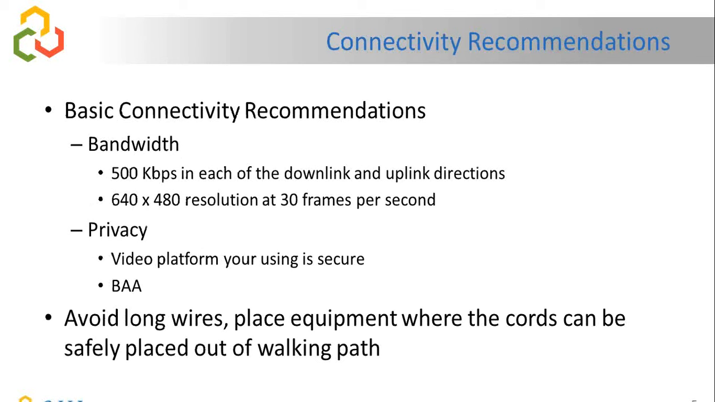So your basic connectivity recommendations. For bandwidth, ATA recommends that you have 500 kilobits per second in each of the downlink and uplink directions. However, talking with other people, most people are recommending to up that to at least 768 kilobits per second to 1 megabit per second. And this will just allow you to make sure that you have enough of the bandwidth to support appropriate video conferencing capability.